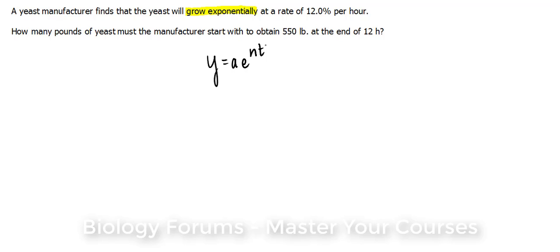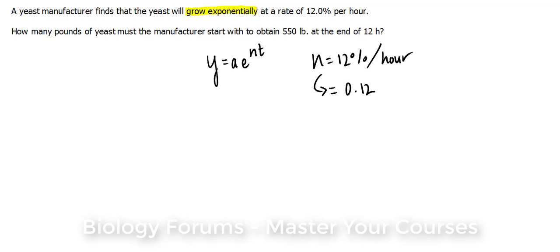Now furthermore, they've also provided the rate being n is equal to 12%. That must be converted to a decimal. Let's do that. We divide by 100 and that gives us 0.12.